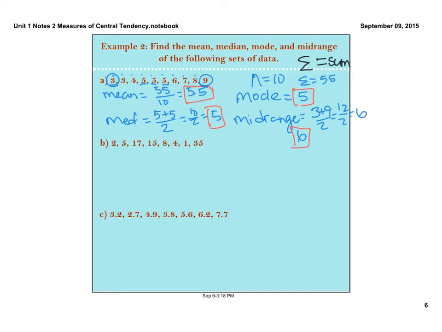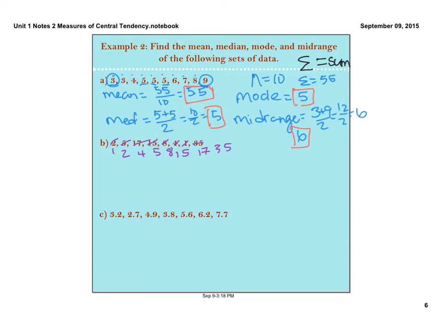In part B, the first thing that I notice is that my data is not in order. So I'm going to take care of that first. I'm going to rearrange my data set and put it in order. I have 1, then 2, then it looks like 4, then 5. So 1, 2, 4, 5, 8, then 15, then 17, and then 35. Okay, so hopefully you can read that okay.